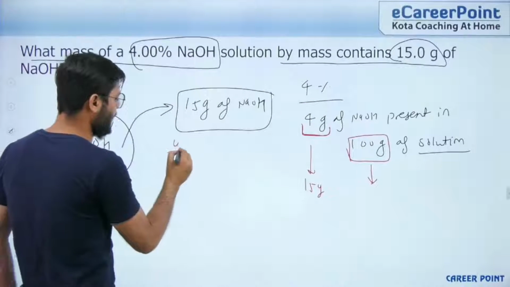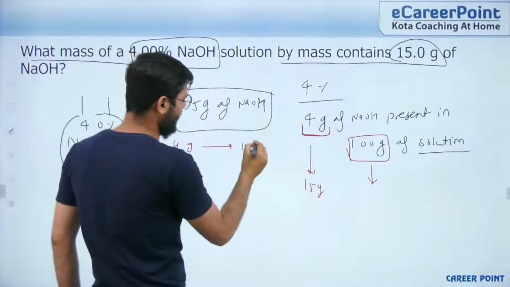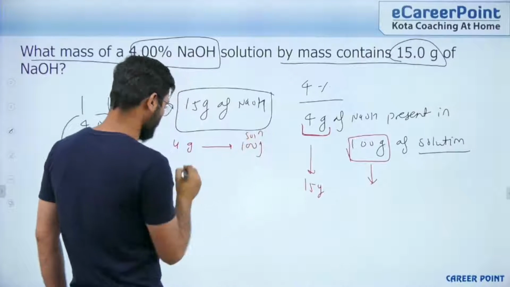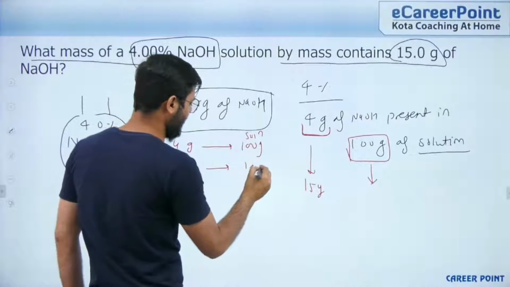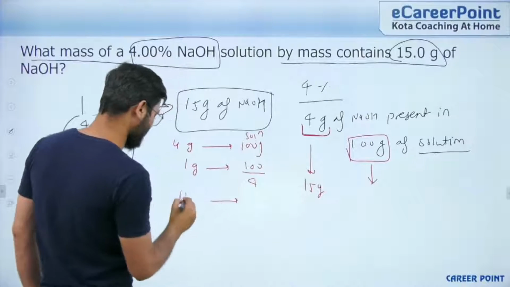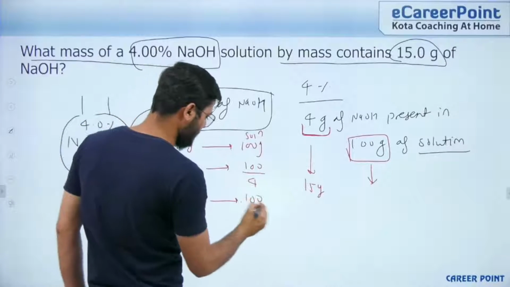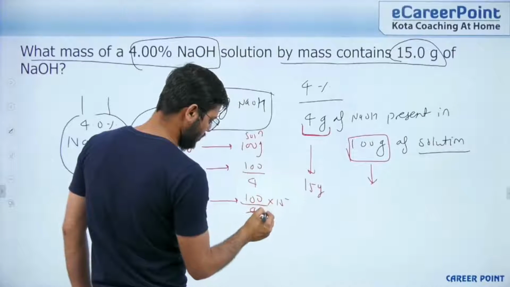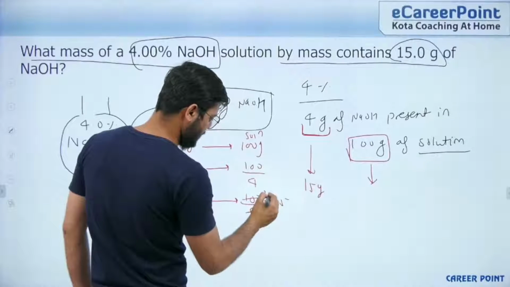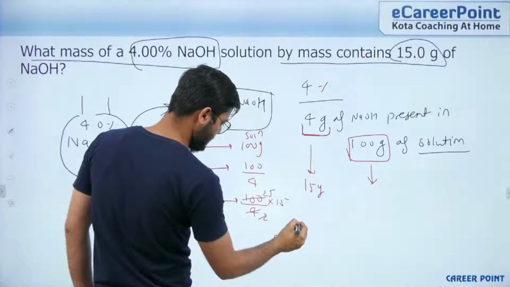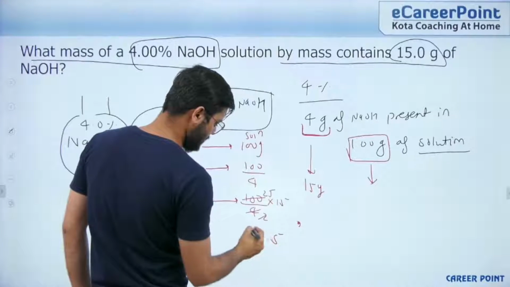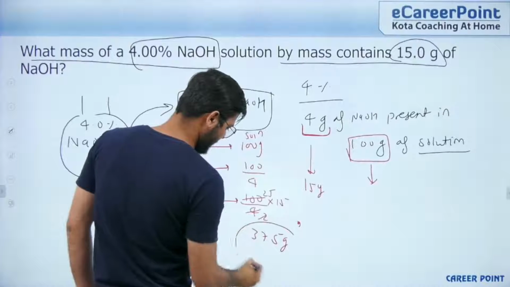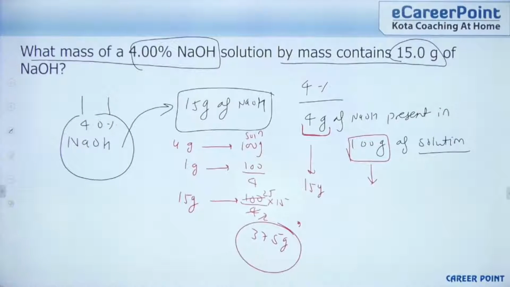So 4 gram is present in 100 gram of solution. So 1 gram NaOH is present in 100 by 4. So 15 gram NaOH will be present in 100 by 4 into 15. So you can just solve it to 375 gram. Very easily.